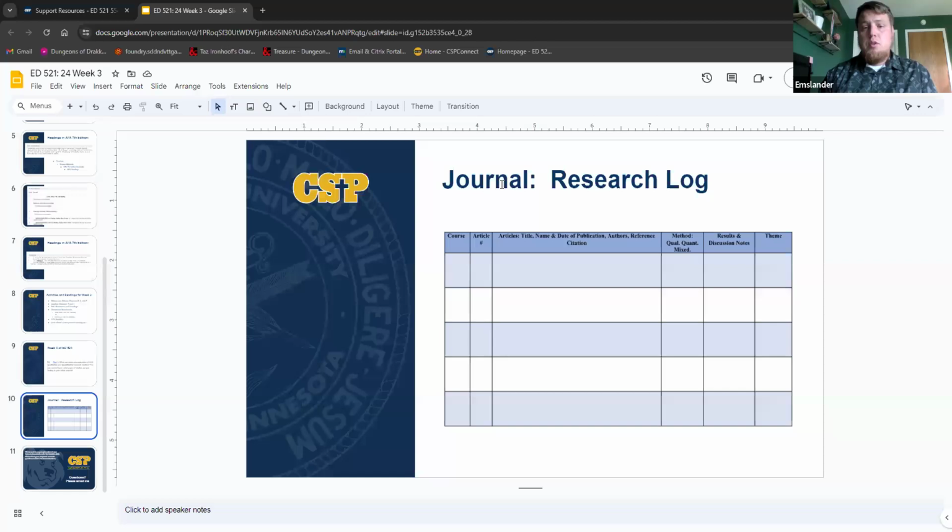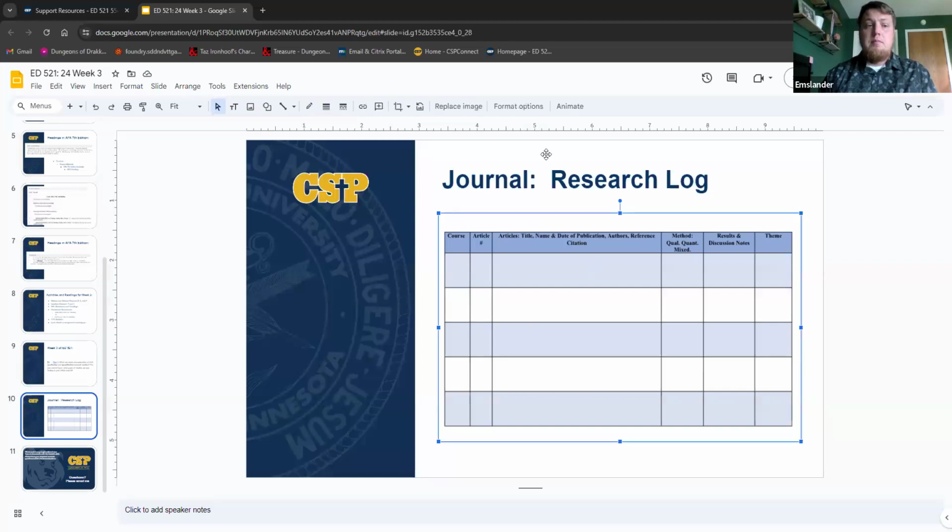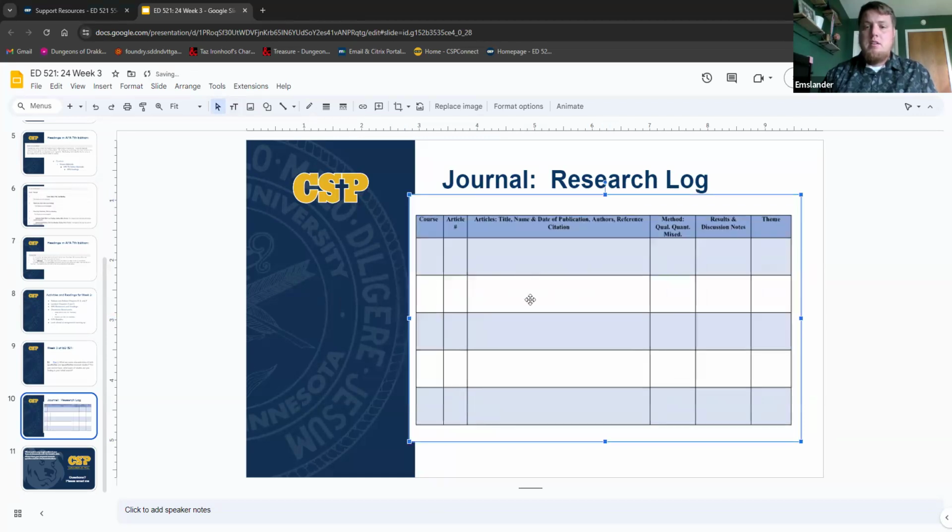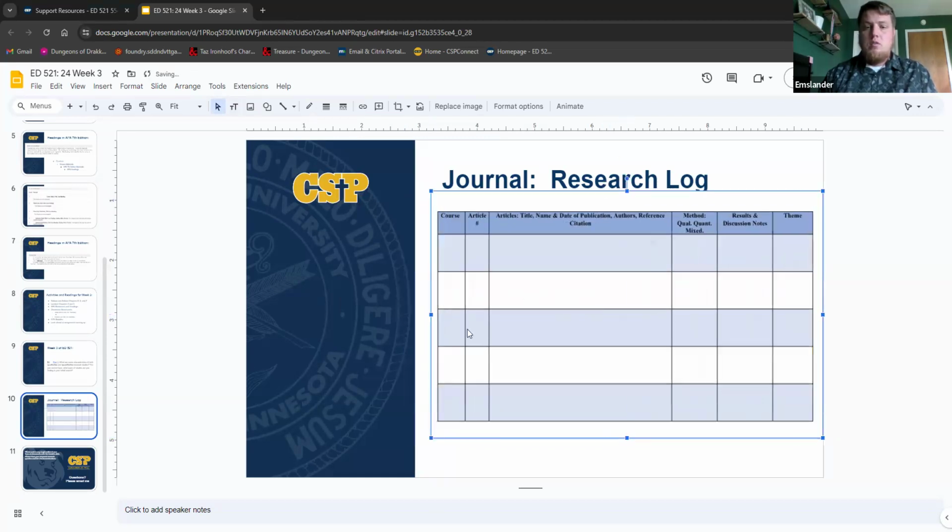Next, I have a little tool that you could use. You do have the link to these slides. If you can't think of a way to track your research, this is the one that was provided in these slides. Course, article number, the APA citation. Was it qualitative or quantitative or mixed? They can be a little bit of both. Results, discussion, themes. Themes is what I wanted to hit on here.